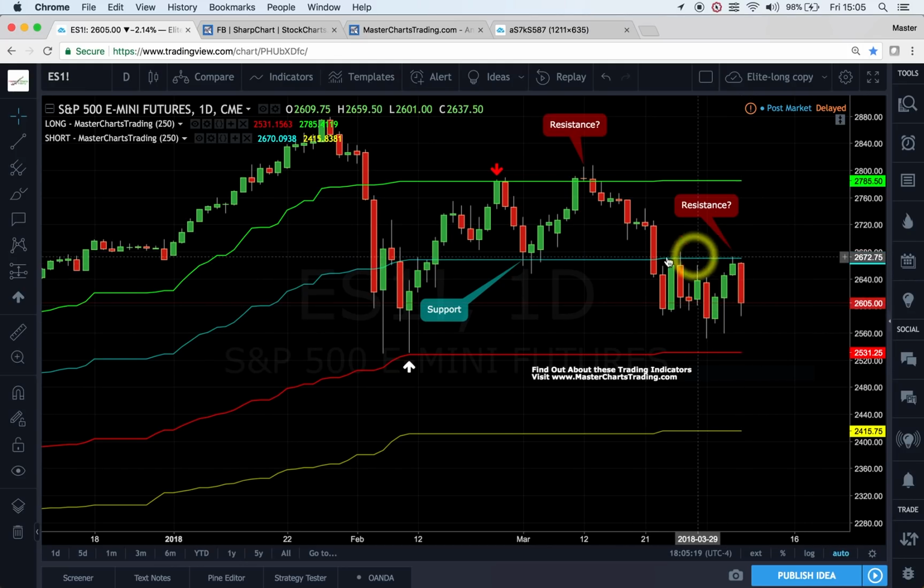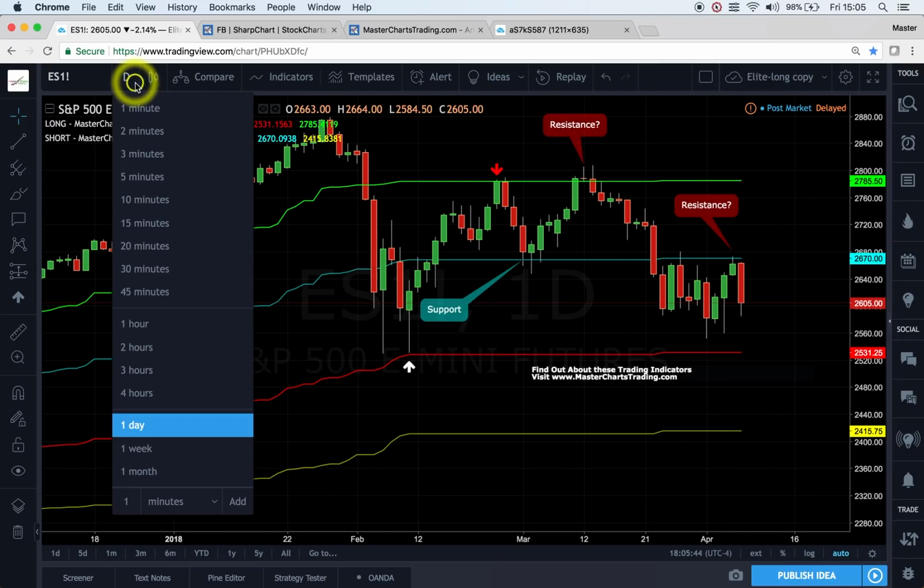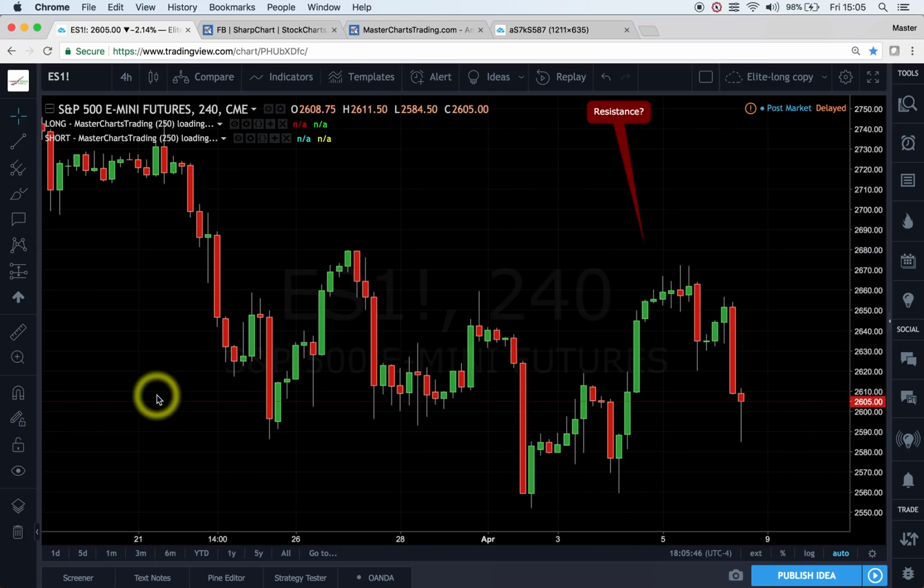So far this level is acting as resistance, and you can see that before it was acting as support right there on the 1st, 2nd, and 5th of March. You can see several lows being made around the area of this support resistance blue line. So right now it's possible that we're seeing resistance here.